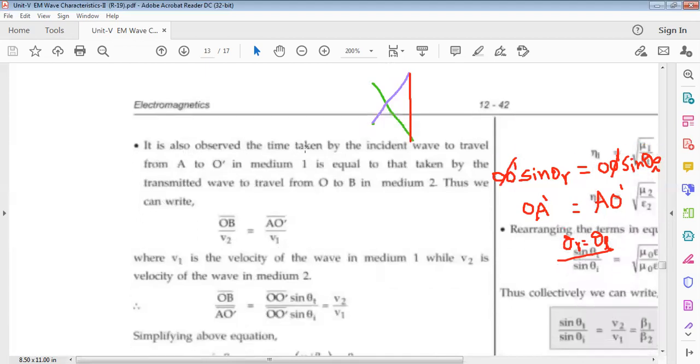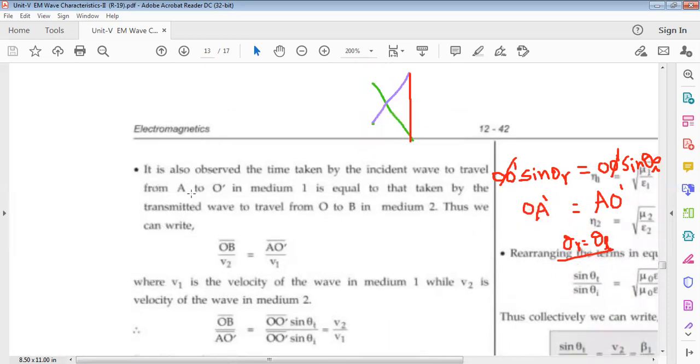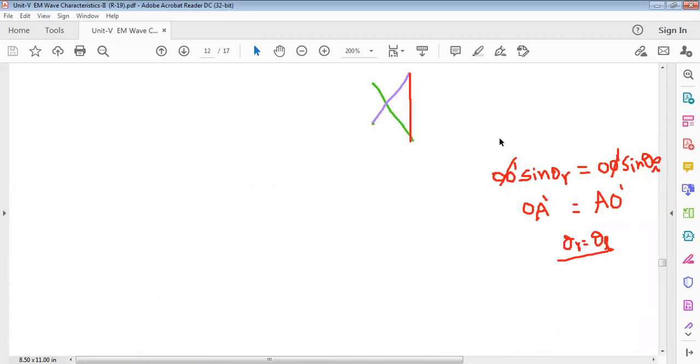Then see, it is also observed that the time taken by the incident wave to travel from A to O dash in medium 1 is equal to the time taken by the transmitted wave to travel from O to B in medium 2. Thus we can write it as, see what they are saying here, the time taken for the incident wave to travel in medium 1 is the same as the time taken for the transmitted wave to travel in medium 2, meaning AA dash is equal to the lines we can say here.